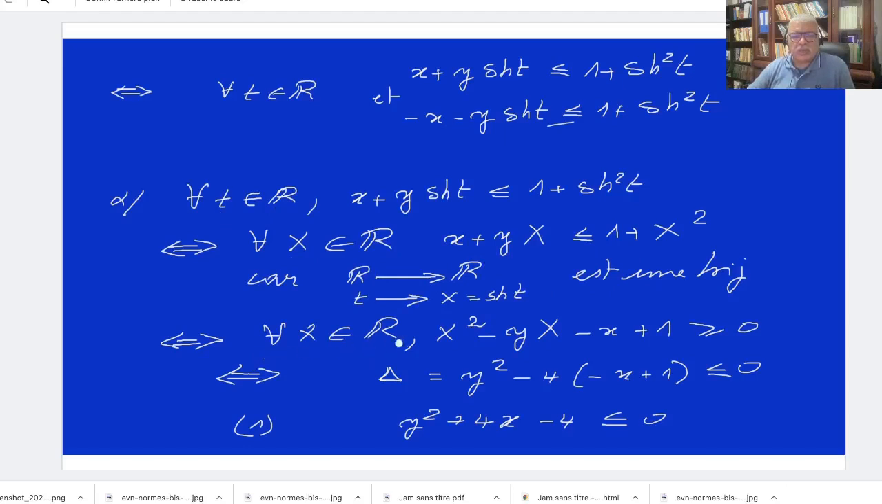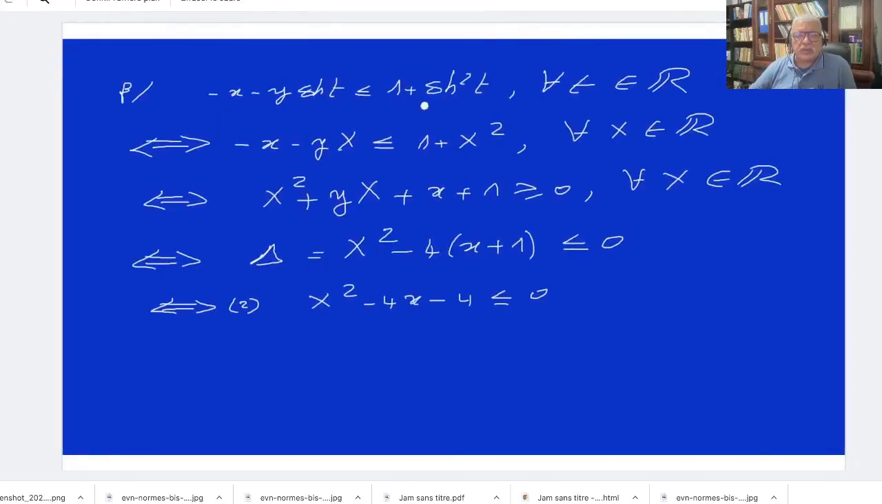And if we look at the obtained relation, it becomes: for any X belonging to R, X squared minus y capital X minus small x plus 1 is greater than or equal to 0, by moving these two terms to this side. Here we obtain, if we look at this as a function of capital X, a quadratic trinomial that is always positive or 0, of the sign of its highest degree term. So this is equivalent to saying that its discriminant is negative or 0, which gives us this first relation: y squared plus 4x minus 4 is less than or equal to 0.